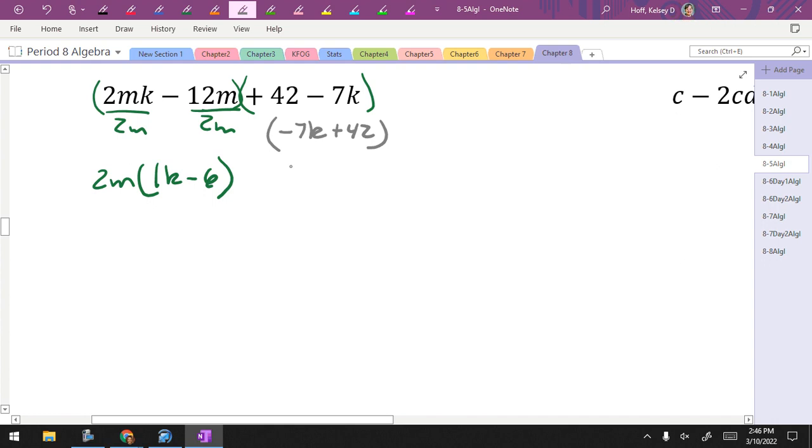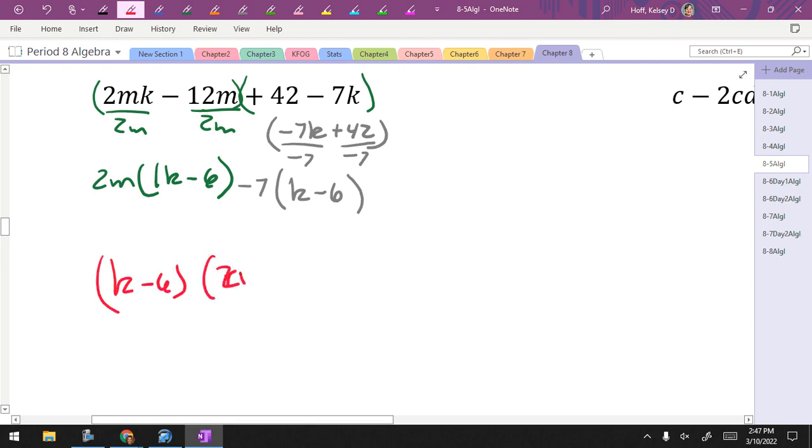Now, I know I got to get k minus 6. What am I going to have to factor out on this? A negative 7. So I get k minus 6. Then I would factor my k minus 6 out front, and then 2m minus 7. Not the only way to do this, though.